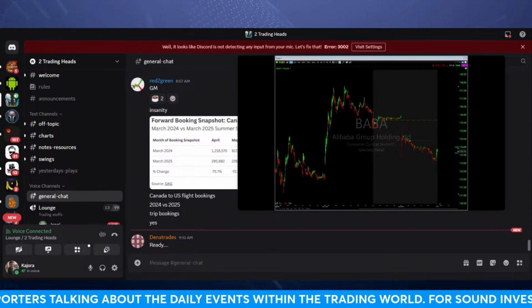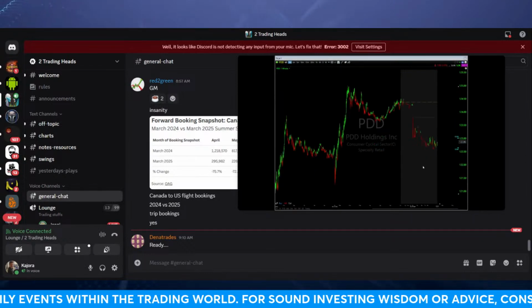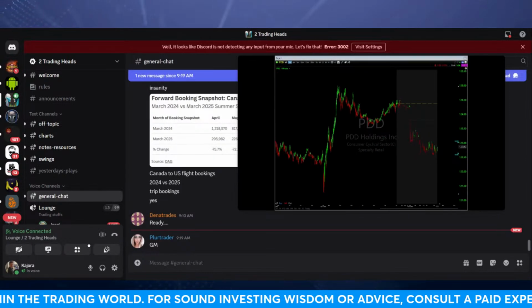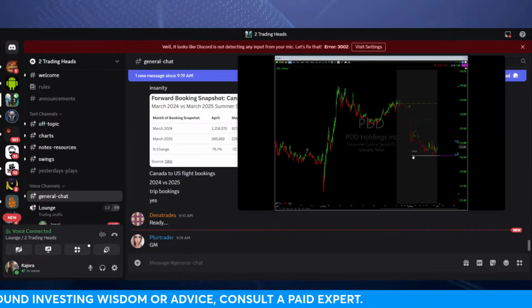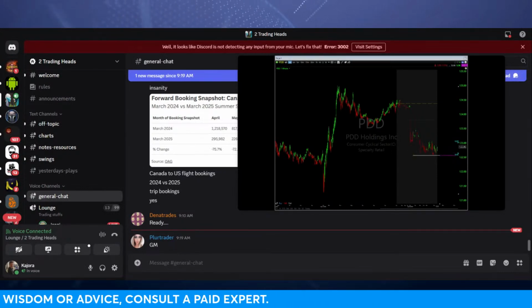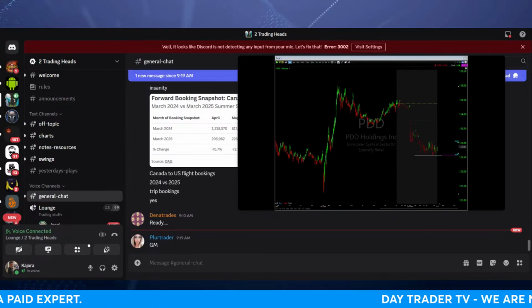Other ones, what is PDD doing down here? Nice base you are creating here on PDD. This is a base creation. It's not a curl yet, all right, on PDD. So this one is sitting at support right now, no curl on it.